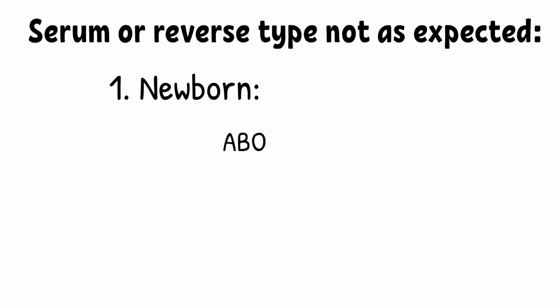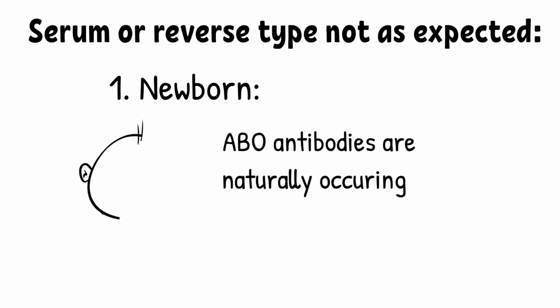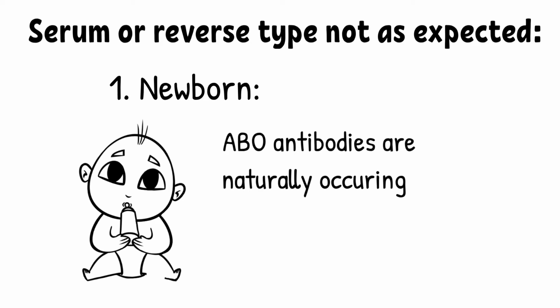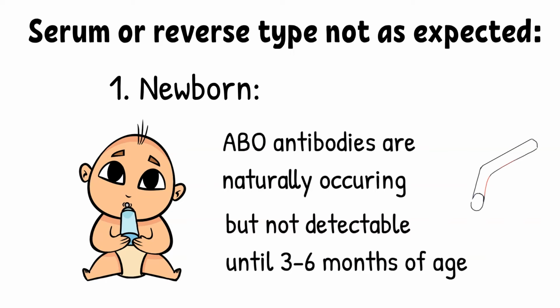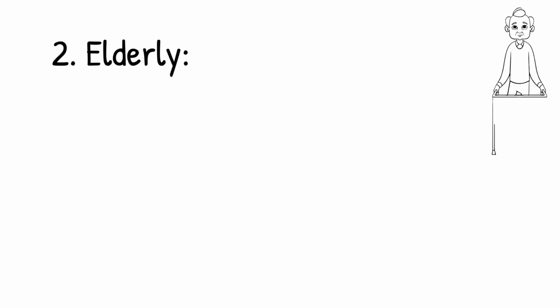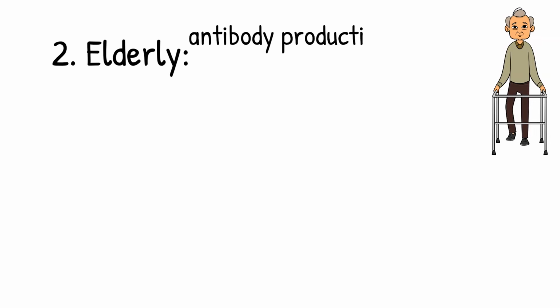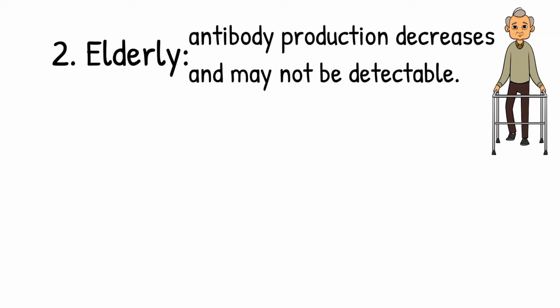First, newborn. Even though the ABO antibodies are naturally occurring antibodies, the production of anti-A and anti-B is not detectable until about the age of 3 to 6 months. Second, elderly. As the patient ages, the antibody production can decrease, and it can decrease to the level that it cannot be detected in the patient's serum or plasma.